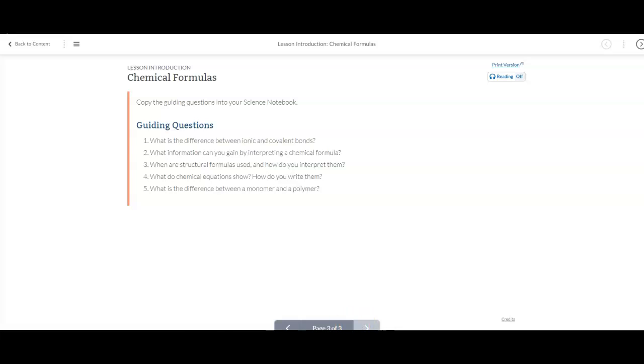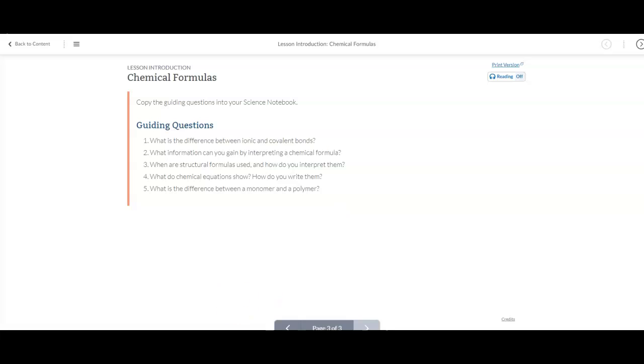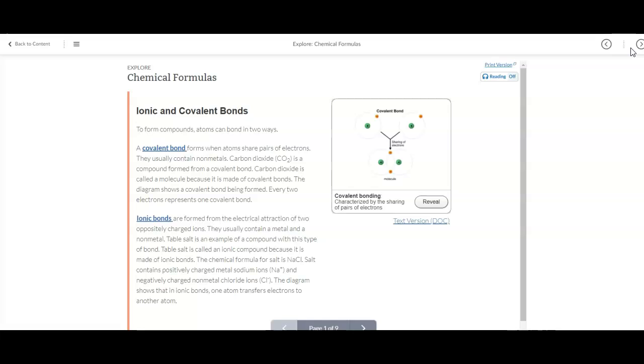So if we go ahead and get our guiding questions for this lesson, take a snip of those really quick so that we can answer those. The first thing we'll be looking for is what is the difference between an ionic and covalent bond? All right, so this is answered on the first page.